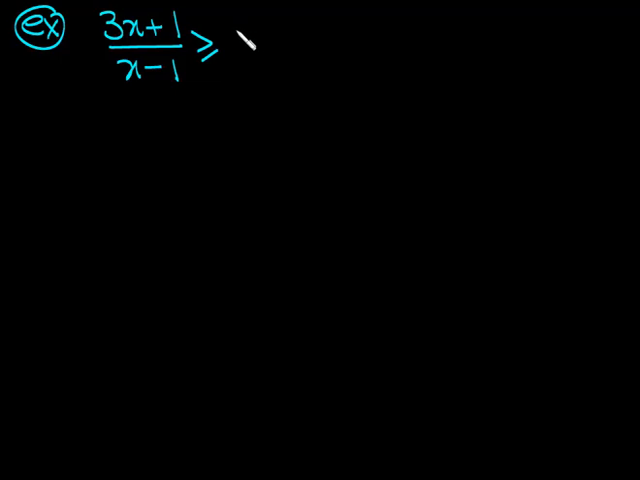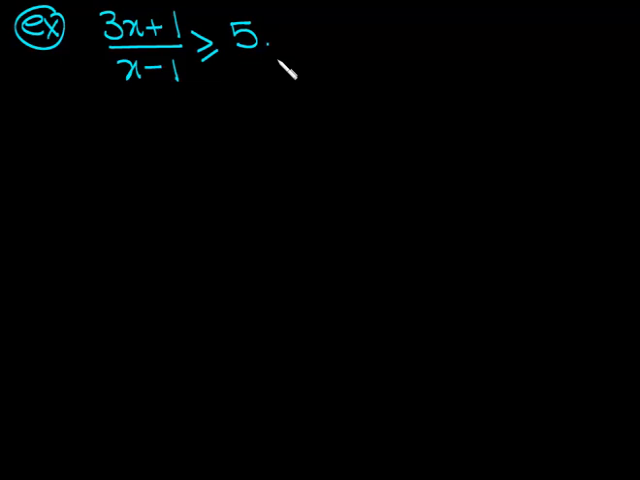Let me do an example of a rational inequality. So let's say I have this: 3x plus 1 over x minus 1 is greater than or equal to 5.